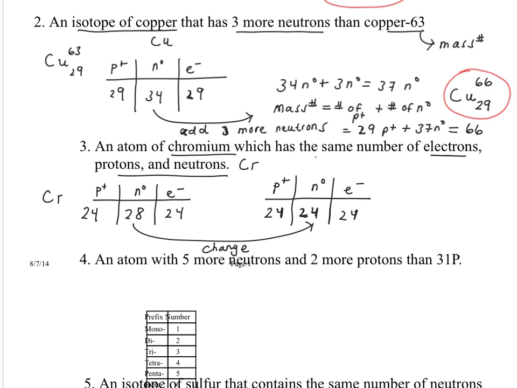So let's go ahead and write our isotope for chromium. The total number of protons and neutrons is 48. So the mass number is 48. And now the number of protons is 24. The answer to number 3 is chromium 48 with an atomic number of 24.